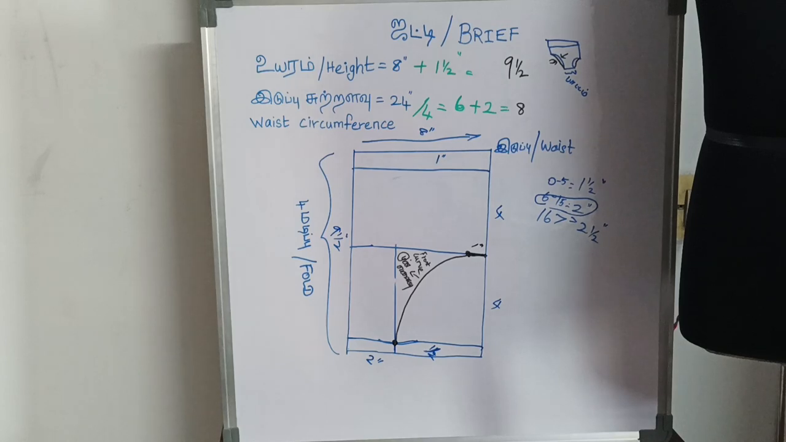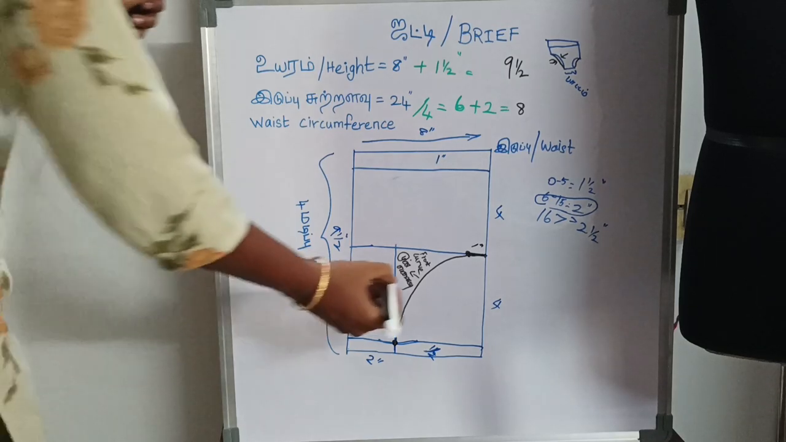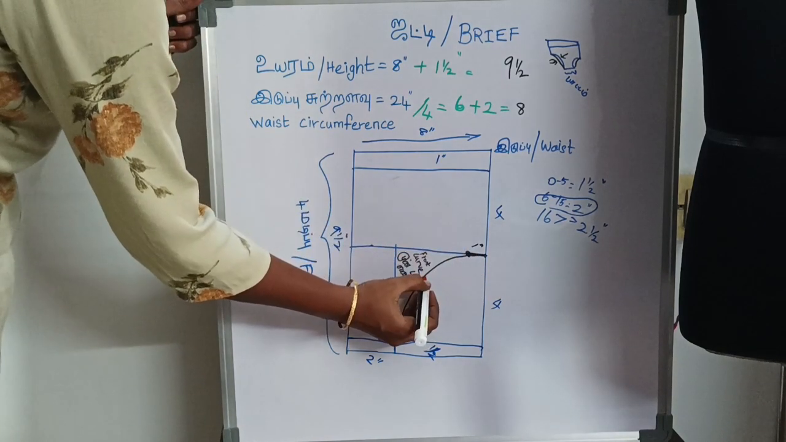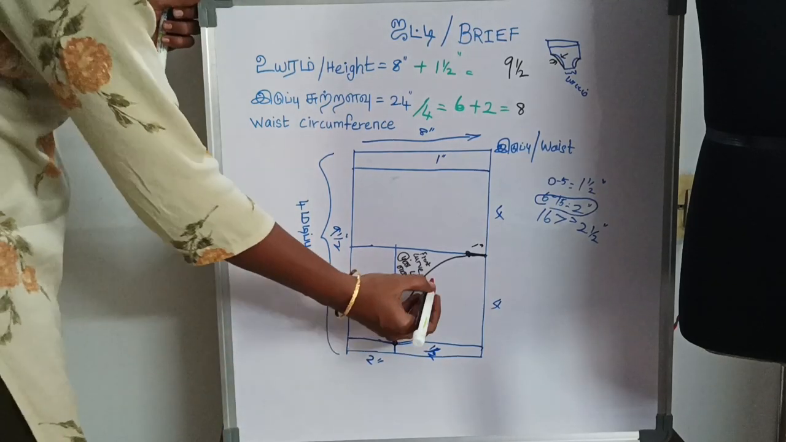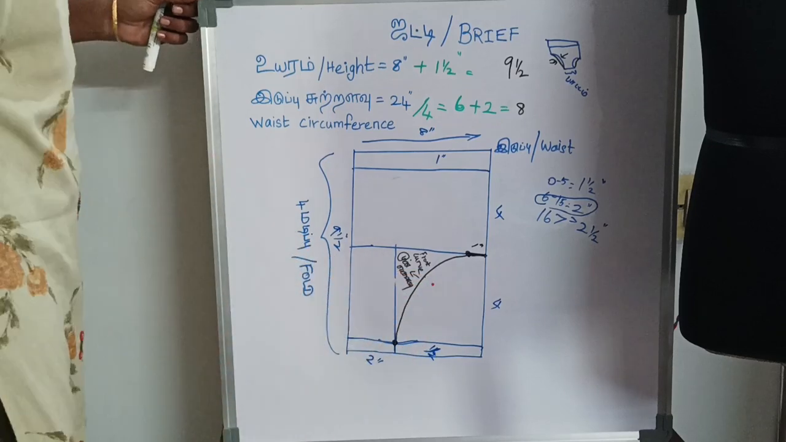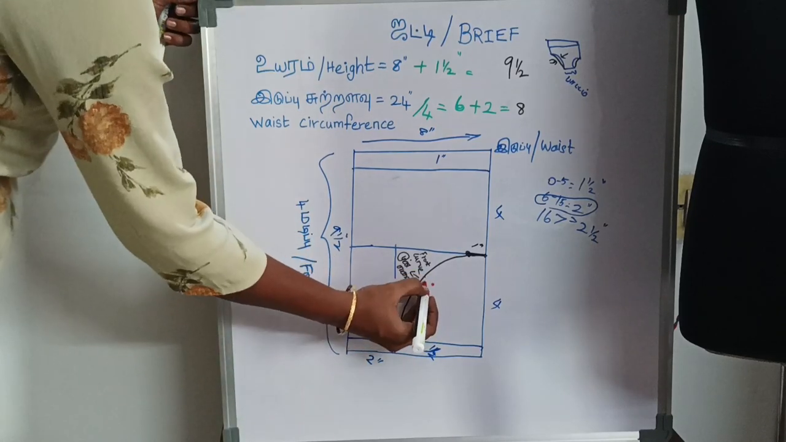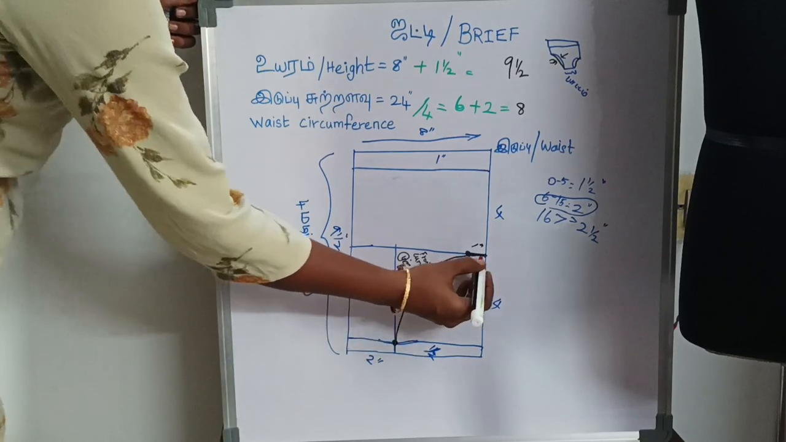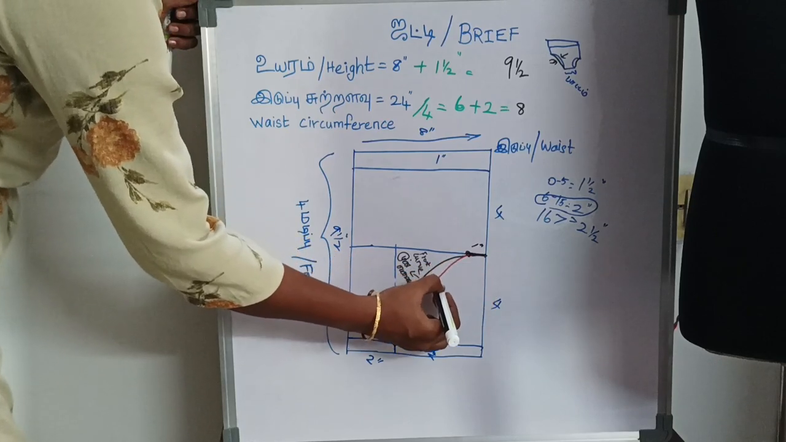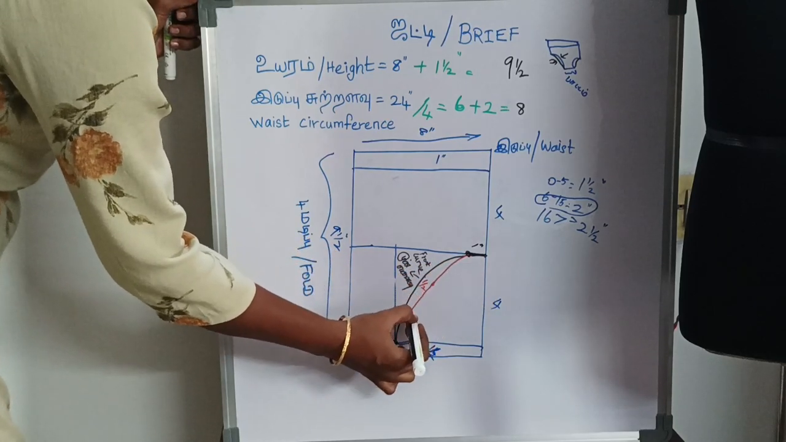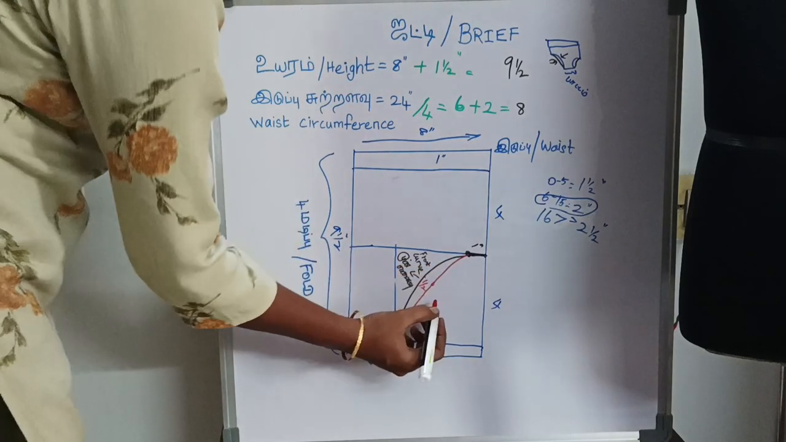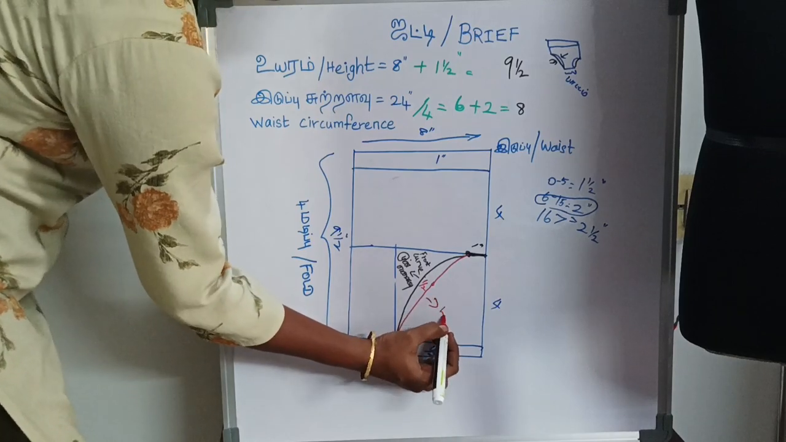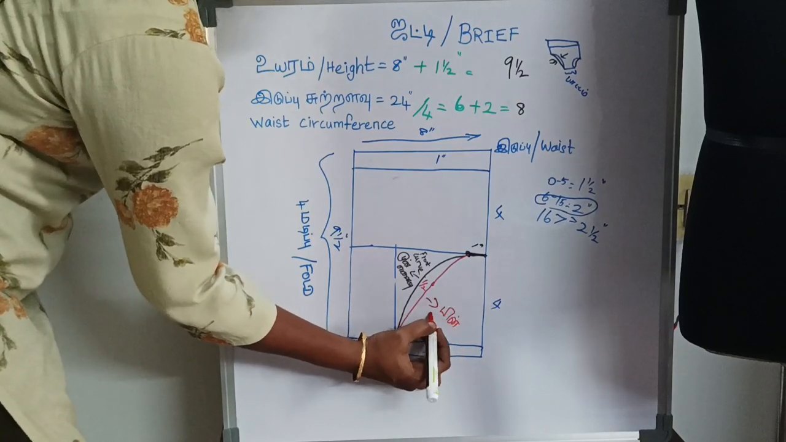Now drawing a back curve. Spot a point in the middle of the front curve. From there leave half inch outside. The one which I am doing with the red marker is the back curve. Leave half inch outside. Then draw the back curve. This will be your back curve.